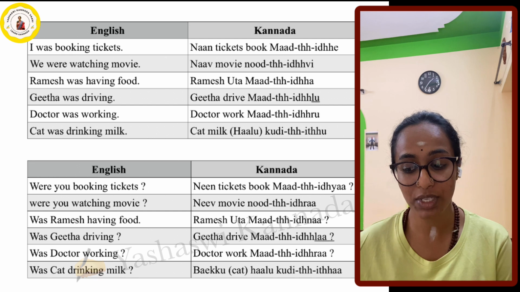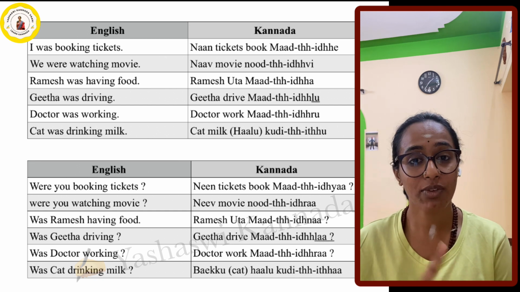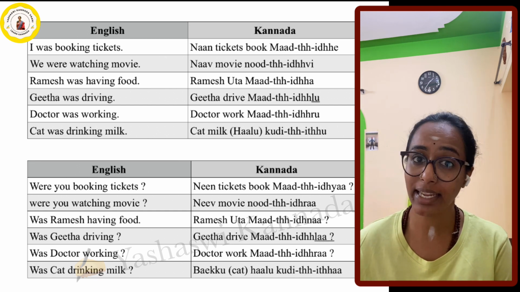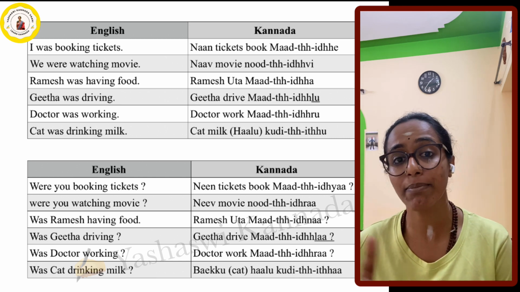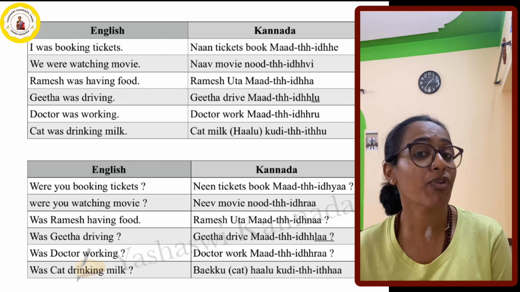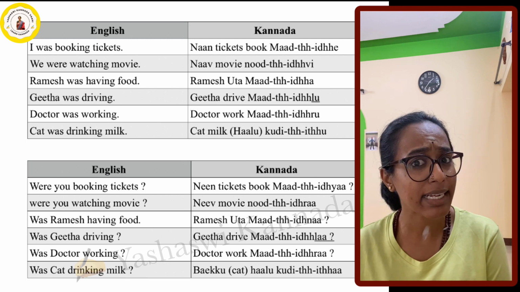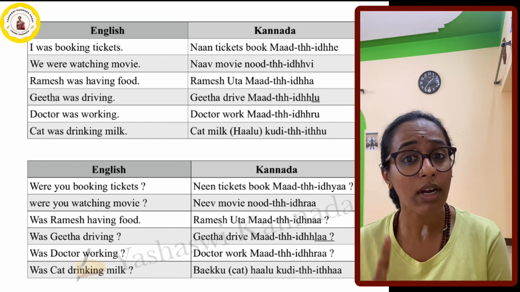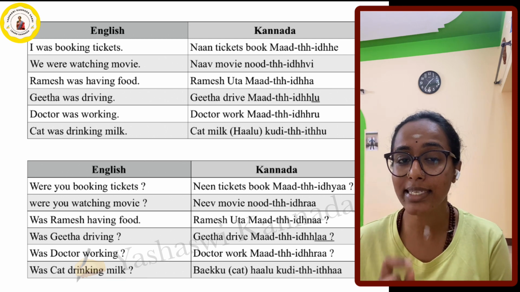So first, if you observe the picture, the first sentence is "I was booking tickets." That means ನಾನು ticket book ಮಾಡ್ತಿದ್ದೆ. Now, if you have to ask the question, "Why were you booking tickets?" Neen tickets book ಮಾಡ್ತಿದ್ಯಾ? Please read carefully.